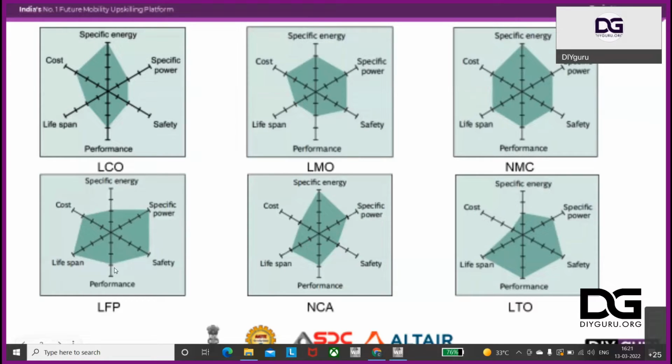Then we have LFP. This is what is called lithium iron phosphate. These two cells, NMC and LFP, are the ones highly used in the electric vehicle market in India right now.